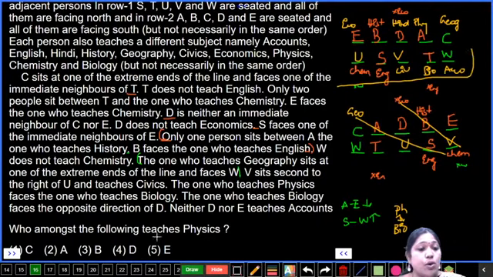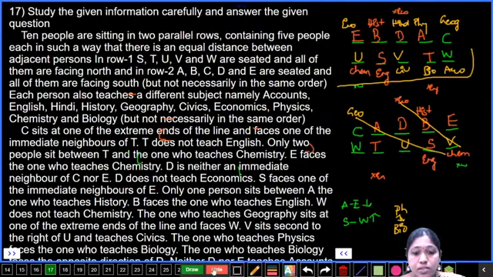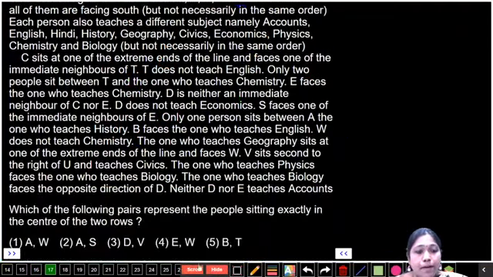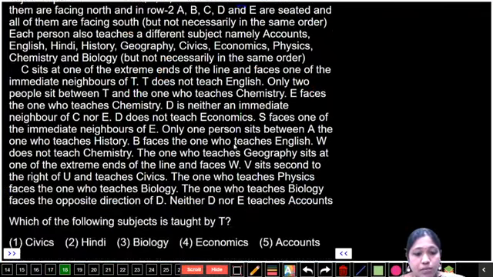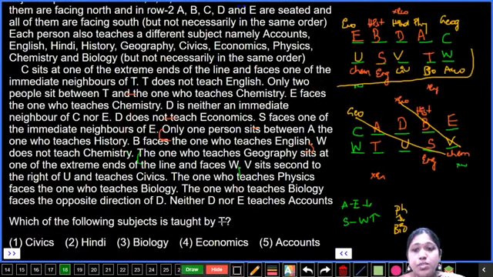Now see the questions. Who among the following teaches physics? Physics is taught by the person A, option number 2. And the next question is, which of the following pairs represents the people sitting in the center of two rows? It should be D and V, third option. Next question, which of the following subjects is taught by T? It is biology, third option.